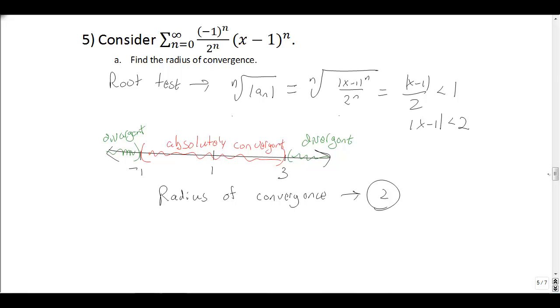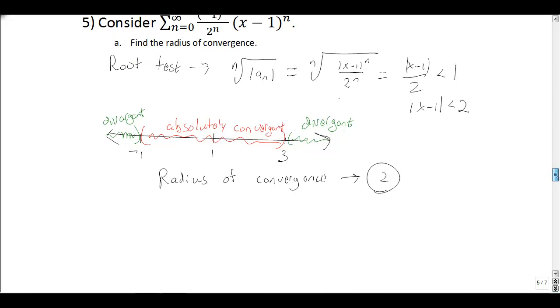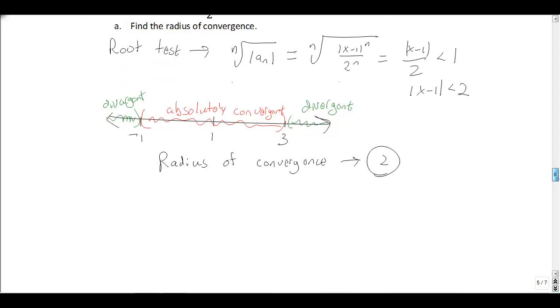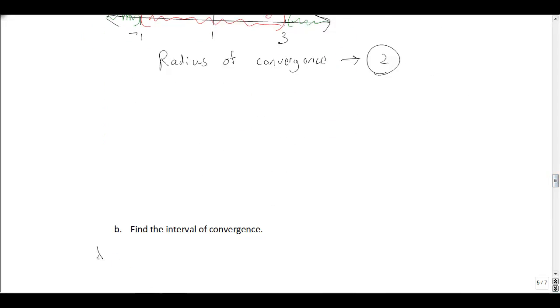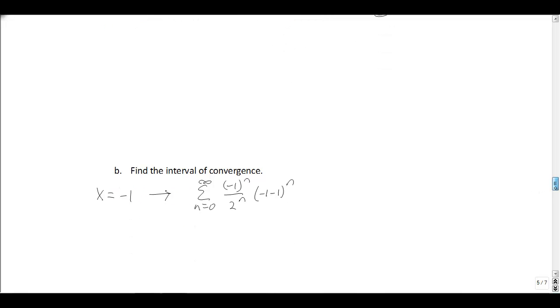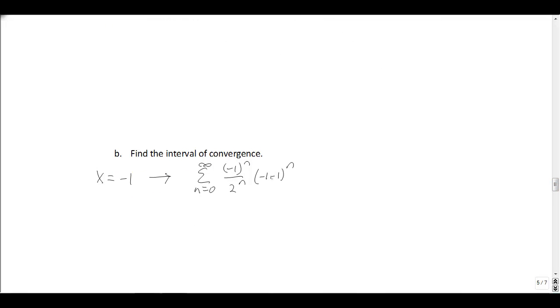For the interval of convergence, I have to worry: does this original series converge if I throw in a negative 1 for x or a 3 for x? So let's do x equals negative 1. Our series is n equals 0 to infinity, negative 1 to the n over 2 to the n times negative 1 minus 1 to the n. So just this negative 1 here, that's where x was. We just put negative 1 where the x was.